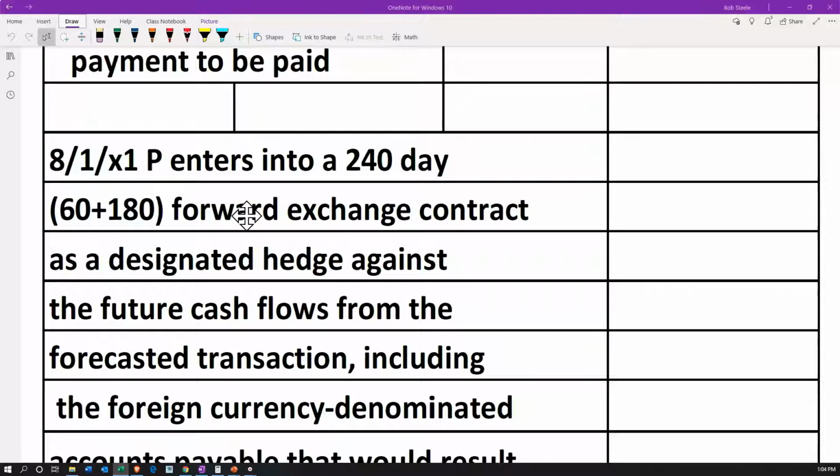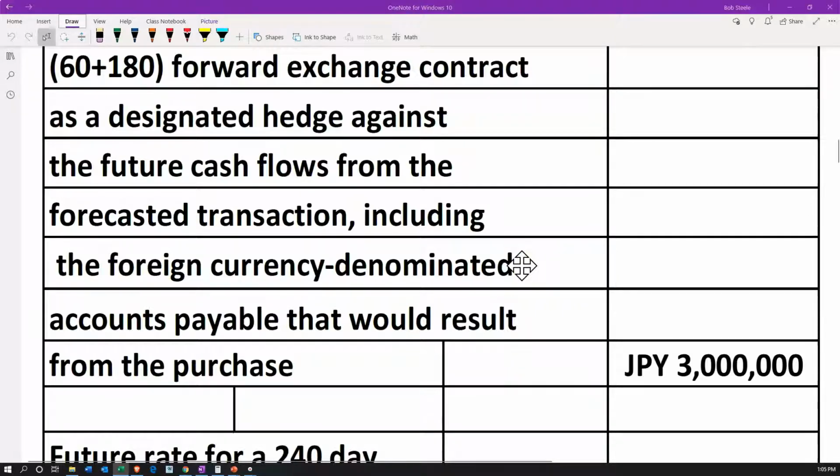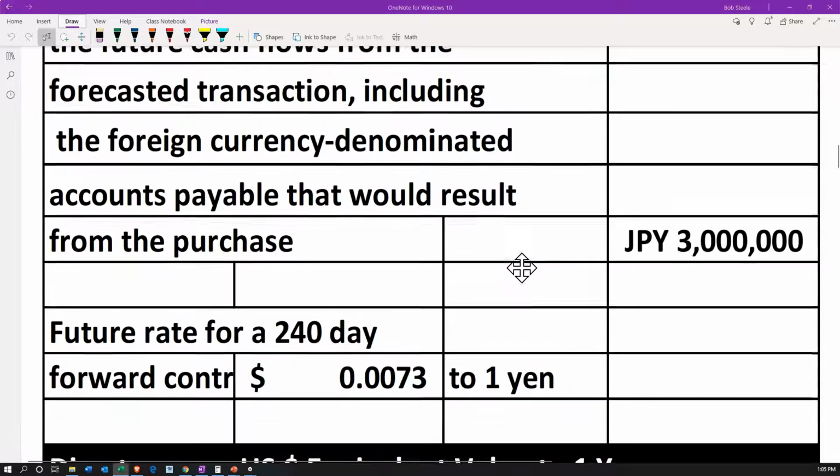P, that's us, enters into a 240-day contract, being the 60-day plus the 180-day. The 60-day from the point in time that we think we're going to have a transaction and therefore enter into the forward contract to the point where we receive the inventory, then 180 days from the point we receive the inventory to the point we pay for the inventory. So a forward exchange contract as a designated hedge against the future cash flows from the forecasted transaction. So it's a forecasted transaction, including the foreign currency denominated accounts payable that would result from the purchase.